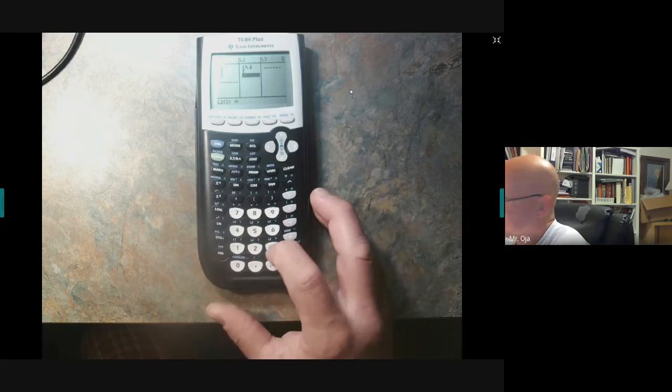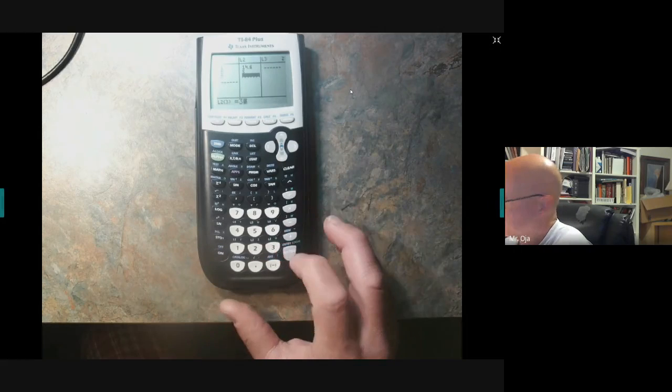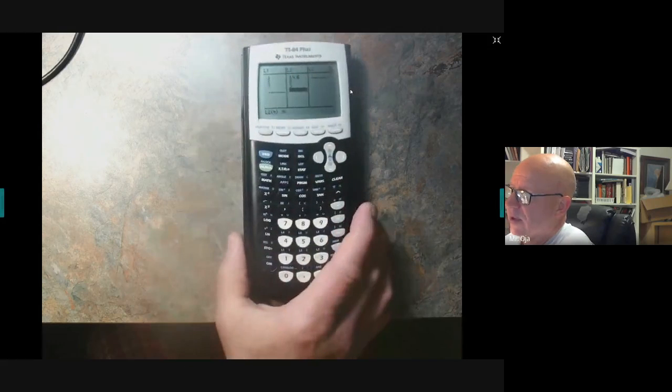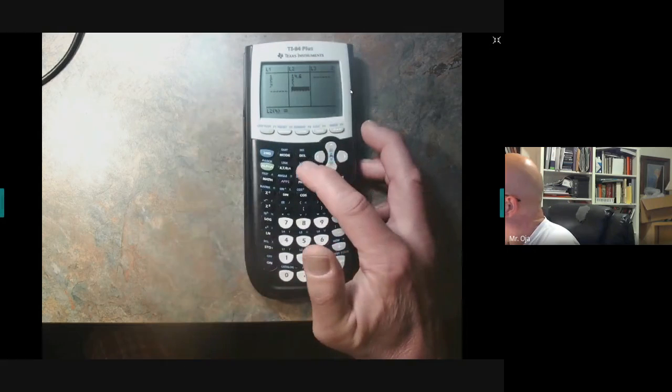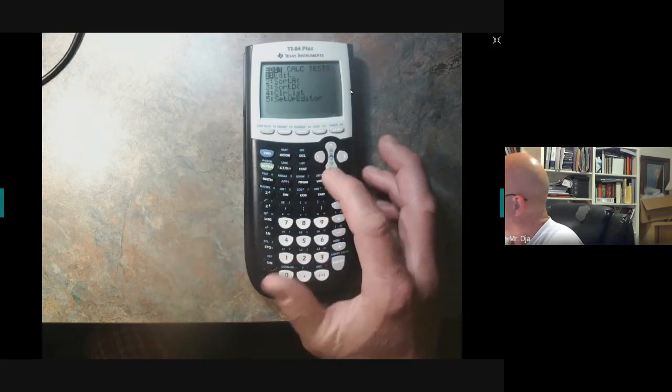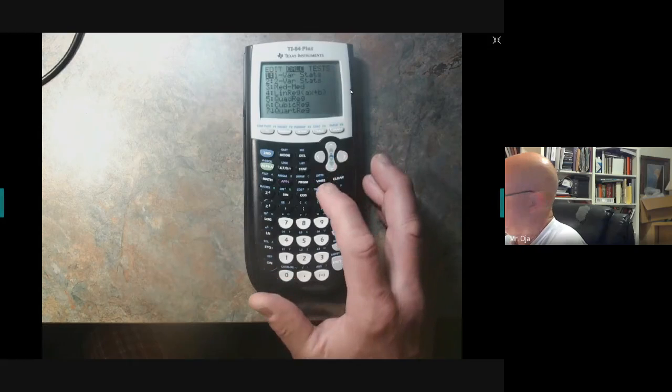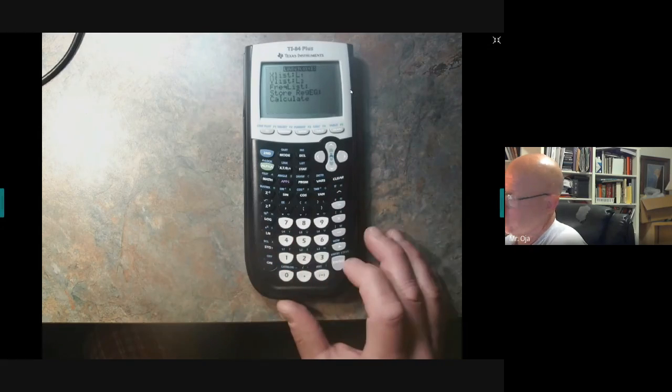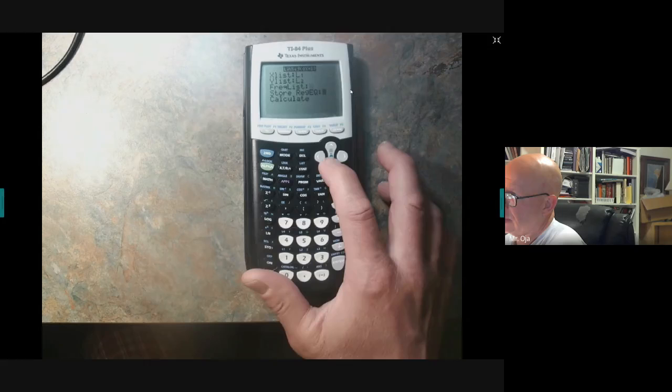What if I add the value to 0.73? Okay, and you can't see that very well, can you? That's better. Okay, and we go stat calc. I'm just going to type a 4. And then I go down and hit calculate.